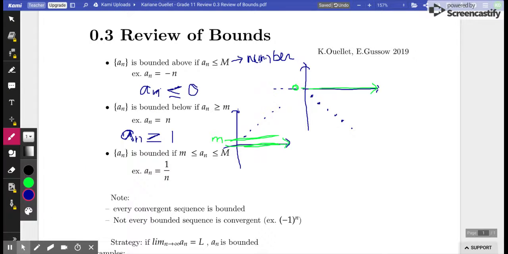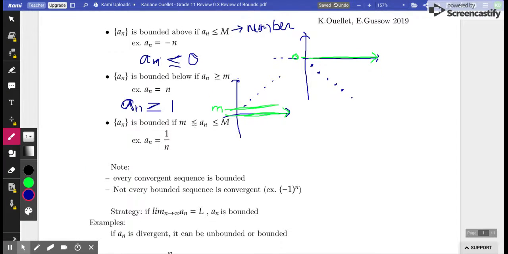All right. Now the last definition basically wraps up everything. So a sequence is said to be bounded if it is between m and M. Therefore, it means that the sequence has both a lower bound and an upper bound. If that's the case, it is bounded. An example of this would be the sequence a_n equals 1 over n, my favorite. If you remember what this one looks like, the first term would be 1, the second term is 1/2, the third term is 1/3, 1/4, 1/5, 1/6, and so on.